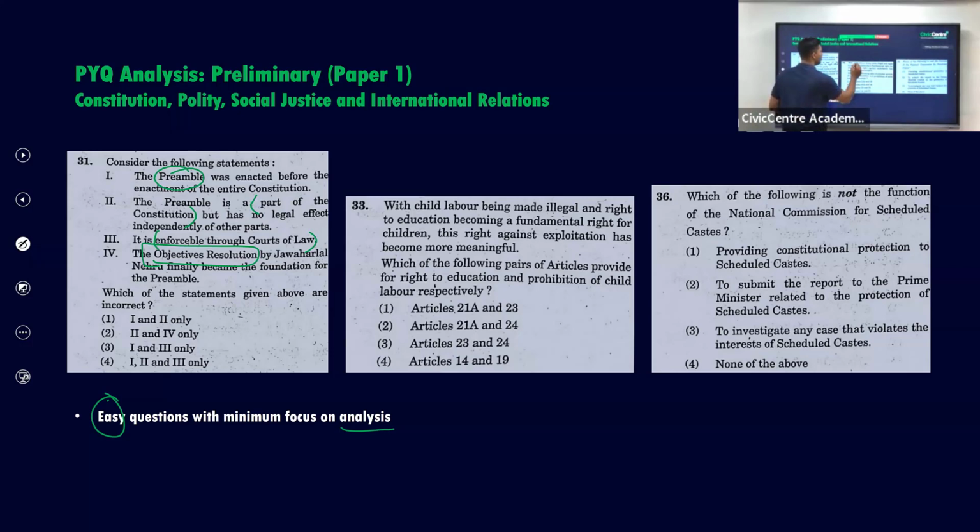Second, child labor made illegal, right to education. In this context, they have asked about 2 articles: right to education and prohibition of child labor. With a very basic understanding of the fundamental rights, you can say which is the answer. Here the confusion will come, because 21A you people know, but whether it is 23 or 24, whether it is dealing with trafficking or child labor, there you will have confusion. So what you need there is revision.